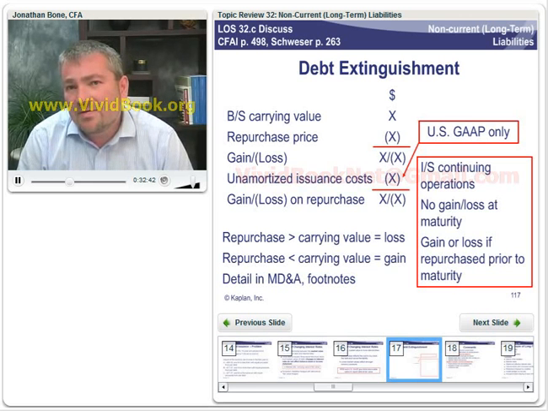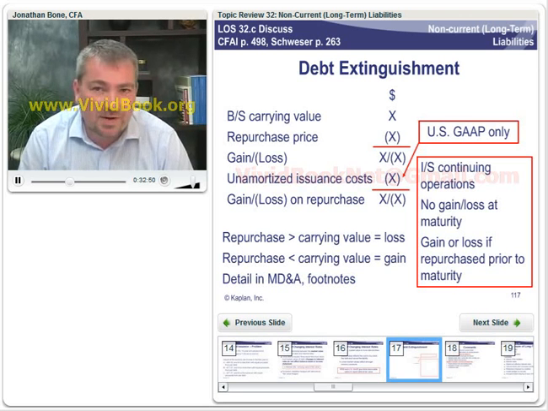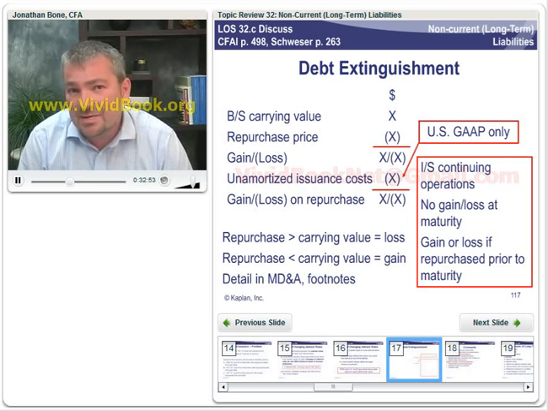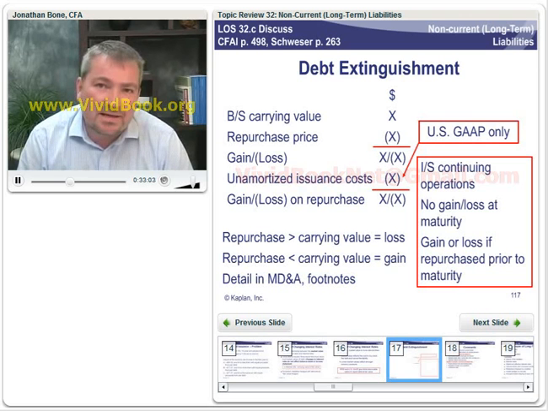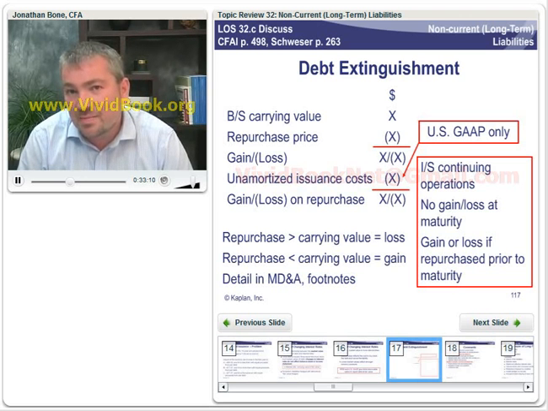With US GAAP, we've got a little further step to take. Because remember, if there are any issuance costs, they're treated as a separate asset in the balance sheet, which is being amortized. So, of course, if we extinguish our debt by buying it back, we no longer need that asset, so that asset has to be written off through the income statement. So we take the balance sheet carrying value minus the repurchase price, giving us our gain or loss, then deduct any unamortized issuance costs at the point of retirement to get overall the gain or loss under US GAAP. Remember, you'll see that under US GAAP, but not under IFRS.